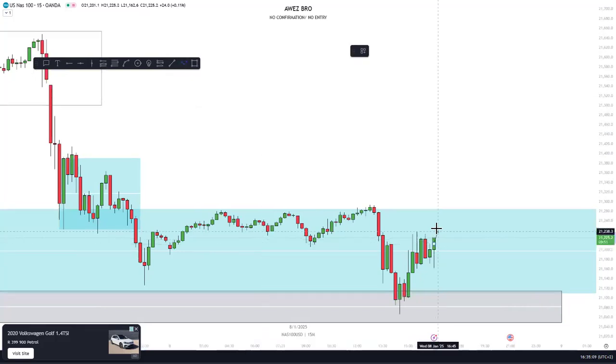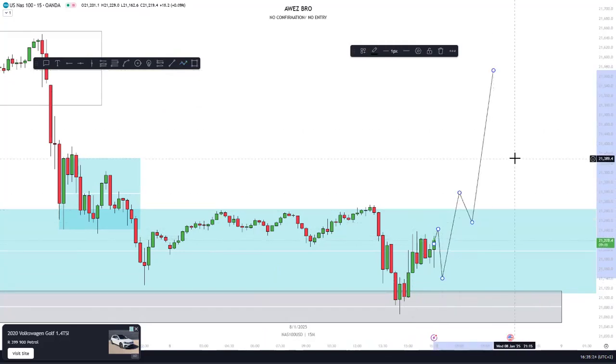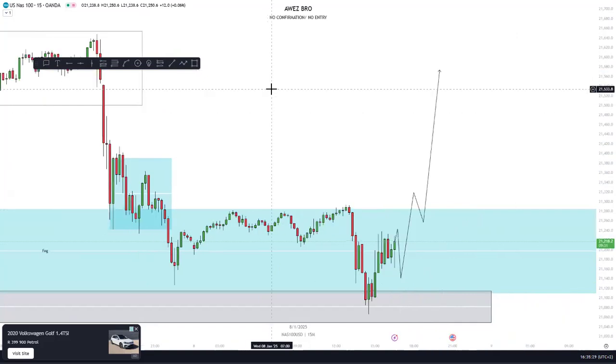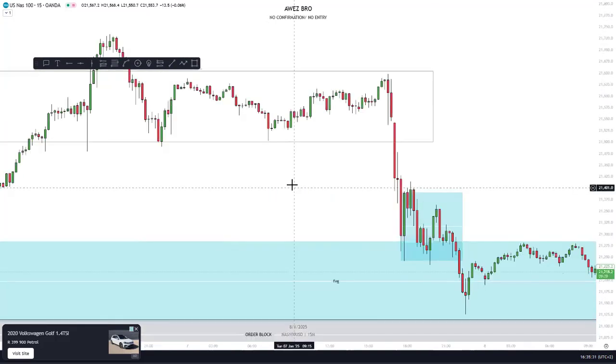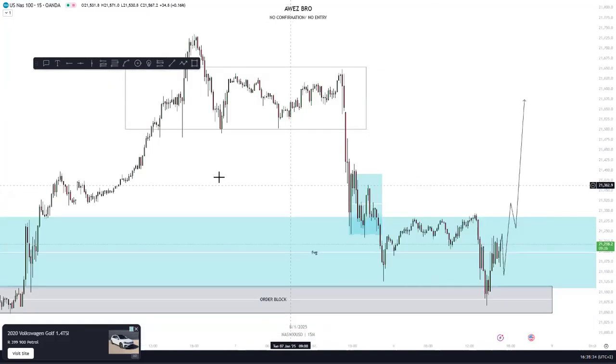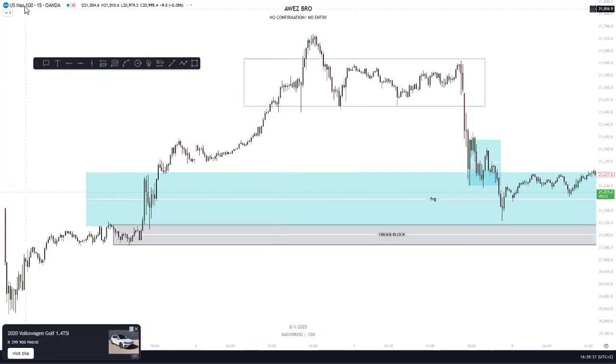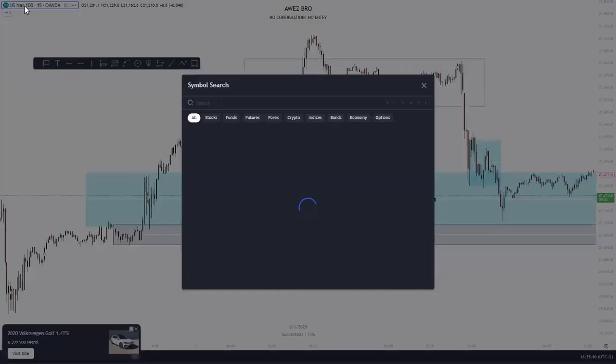Remember what I told you? I expect the market to clear this liquidity, this fair value gap over here. Then from there, I will expect the market structure shift. Then the market goes up like this. This is what the market maker model is, guys. According to me, this is how I personally trade, so please do not confuse my trading skills with the trading skills of others.